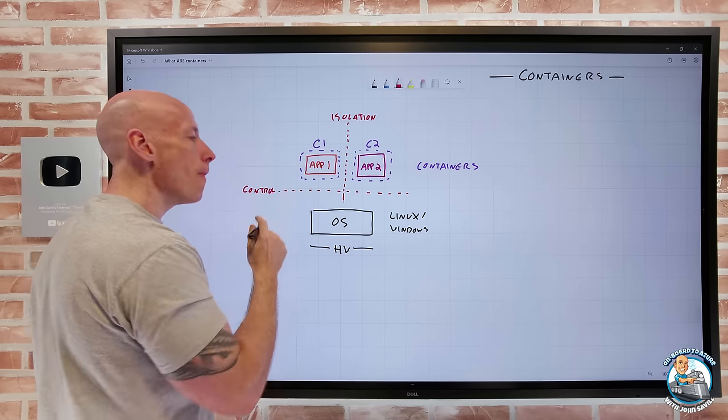Let's prove that is actually the file system of the Ubuntu container. So what I'm going to do now is create a file called hello world. So I'm executing inside the Ubuntu container the touch command to say hello world. Okay, let's execute.